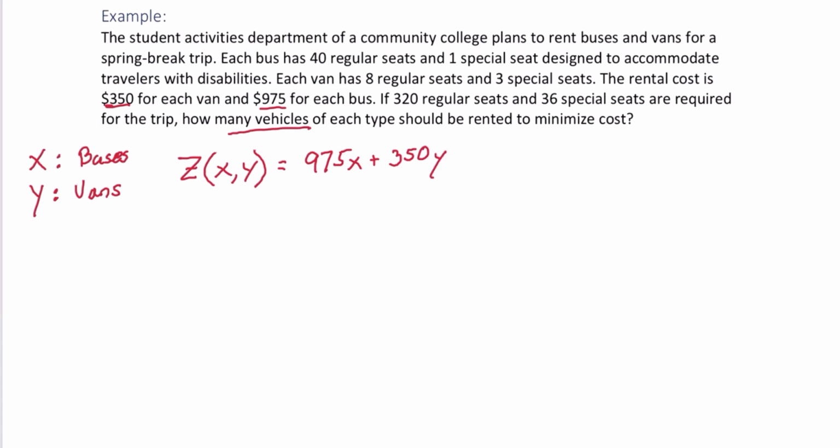Next, we'll label the constraints. We need the number of buses to be positive, and we need the number of vans to be positive. We don't want a negative number of vehicles. That wouldn't make sense.